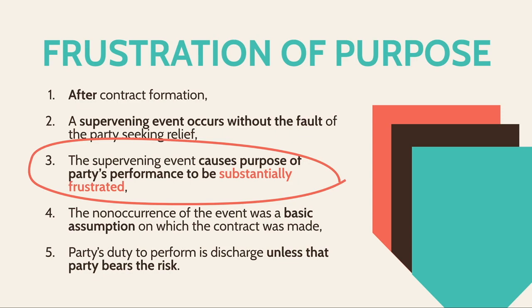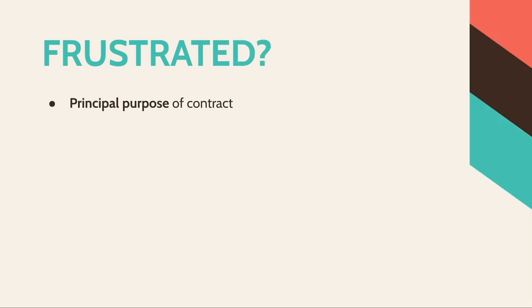But we'll go back and we'll say, well, what do we mean by substantially frustrated and the purpose of the performance? What is that? So A, it's got to be the principal purpose of the contract, right? It can't just be, well, it was also going to be helpful for this, or this contract was supposed to allow me to do X. That's not what we mean. What was the primary purpose of the agreement? What were we trying to do right here? Not what you hoped it might have the purpose of doing, right?